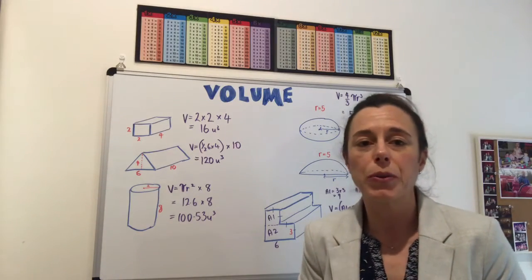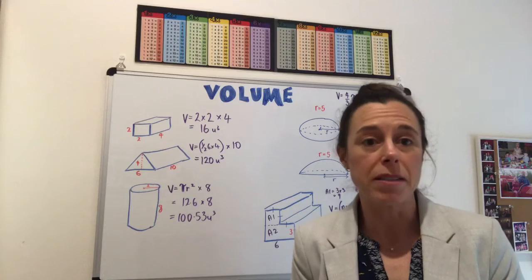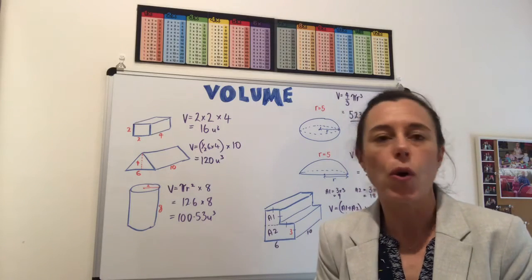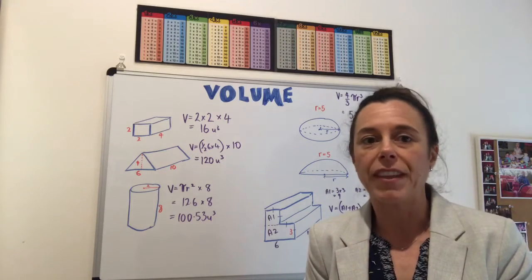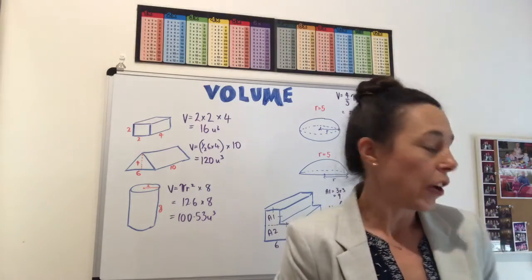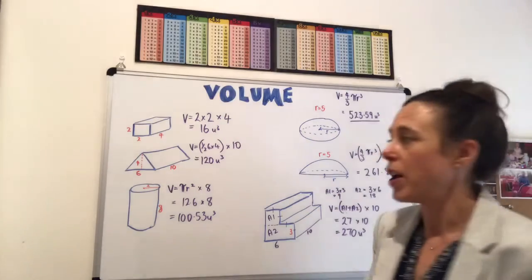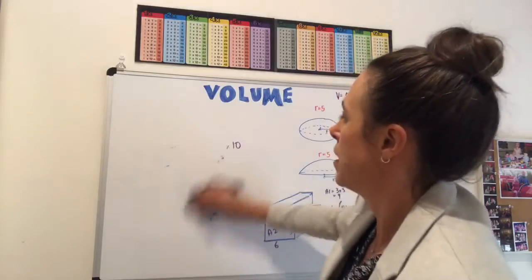Okay, so you're going to come across all different sorts of irregular shaped prisms, but if they're a uniform cross-section, all you do is find the area of the end, times it by the length. Okay, just a couple more shapes to go and then I'll let you get started.